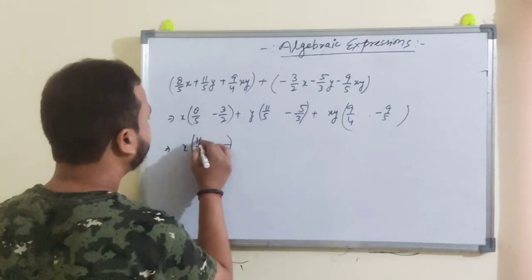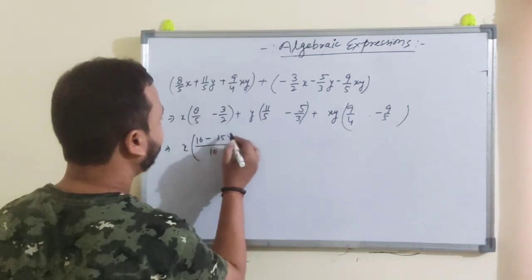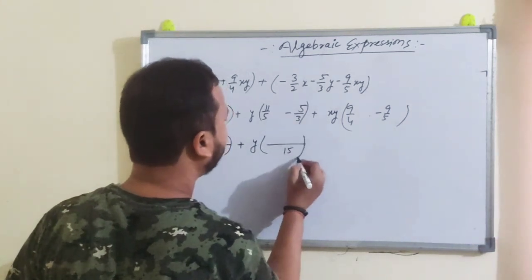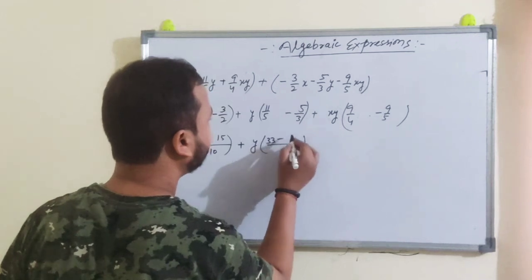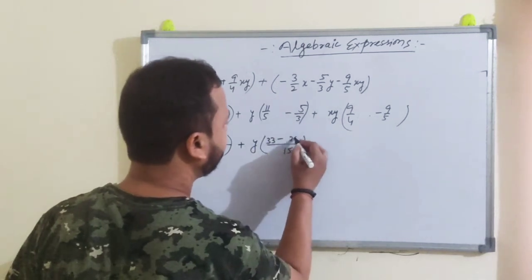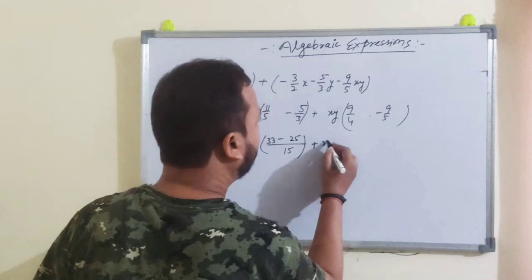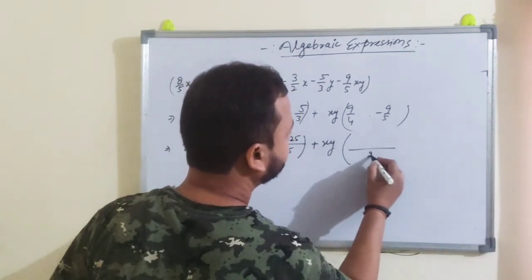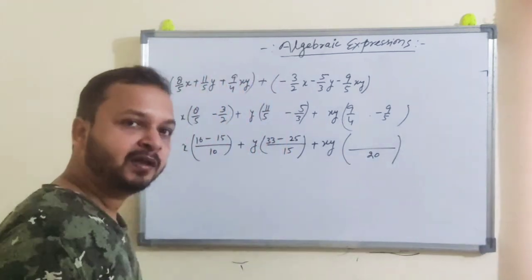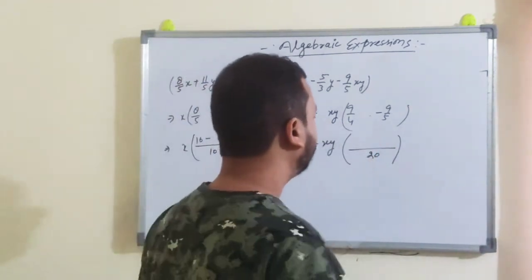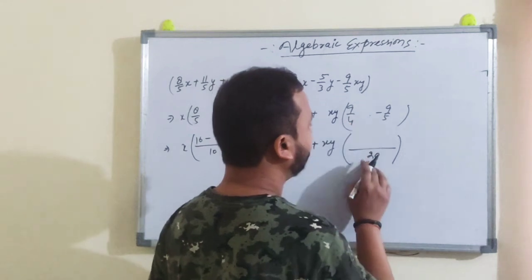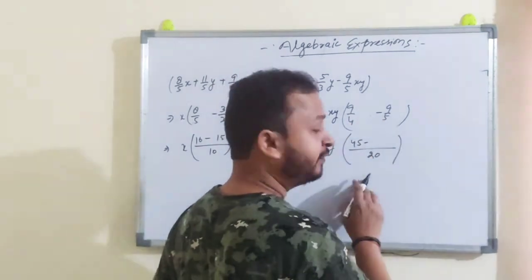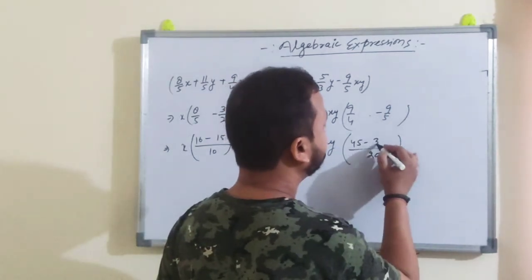So 5 twos are 10, 8 twos are 16, 2 fives are 10, 3 fives are 15. Plus, what is the LCM of 3 and 5? That is 15. 5 threes are 15, 11 threes are 33, 3 fives are 15, 5 fives are 25. And tell me what is the LCM of 4 and 5? That is 20. So 4 fives are 20, 9 fives are 45, 5 fours are 20, so 4 nines are 36.